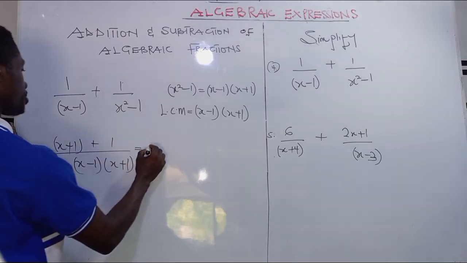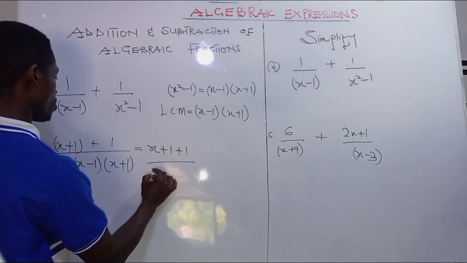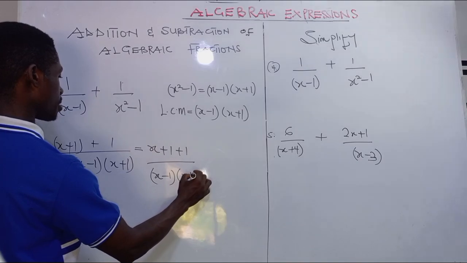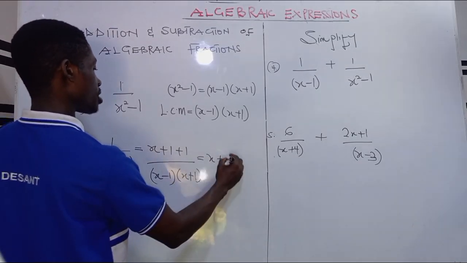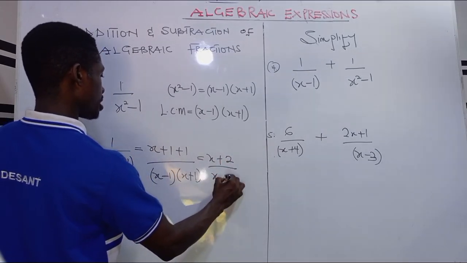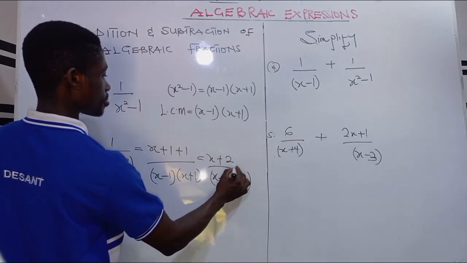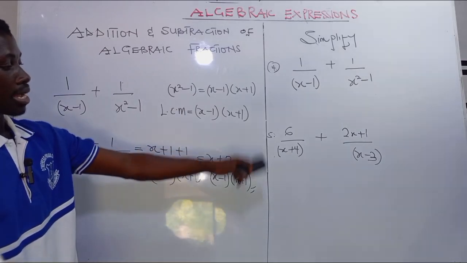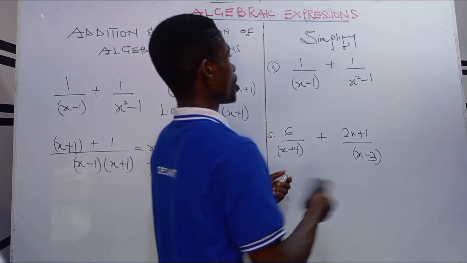So we have x plus 1 plus 1 all over the LCM, x minus 1, x plus 1. So we have x plus 1 plus 1, which will give us 2, all over x minus 1, x plus 1. Very, very easy and simple. I guess you have this answer. Let's try the last example and then you go.